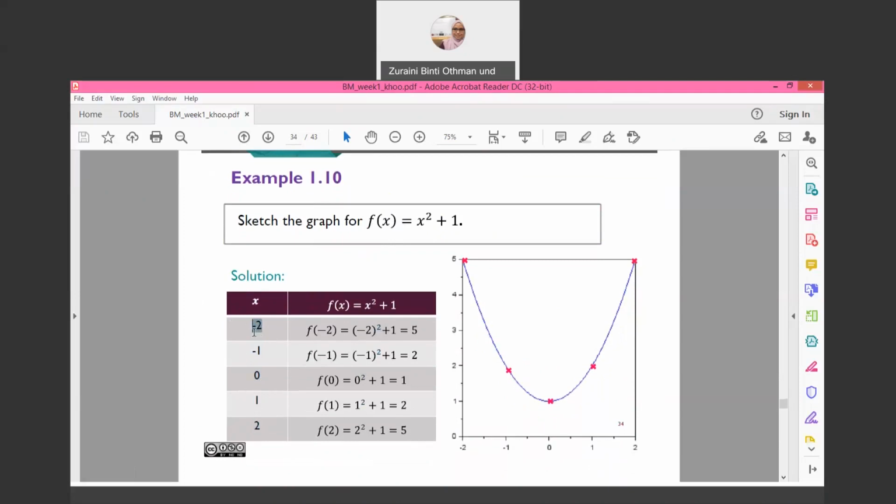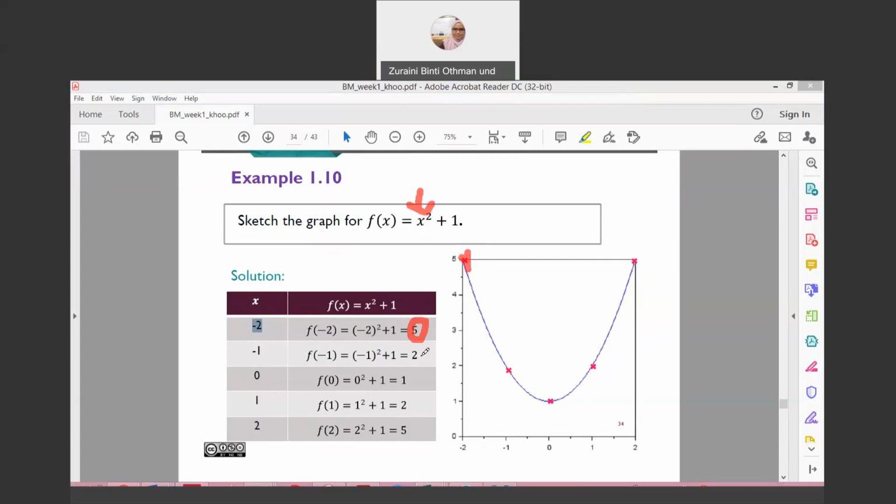If you want to put here negative 10, negative 5, 0, 5, negative 10 is also can, as long as you can sketch and you get the basic shape of that particular graph. Okay, when we put x is equal to negative 2, then put negative 2 inside this equation. Then it becomes 5. Then plot negative 2, 5.